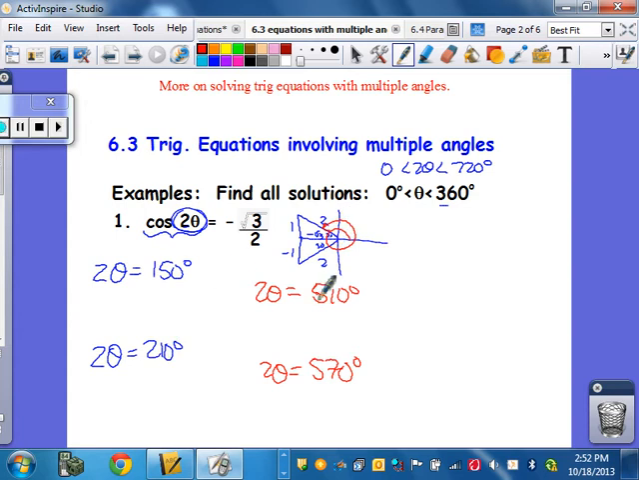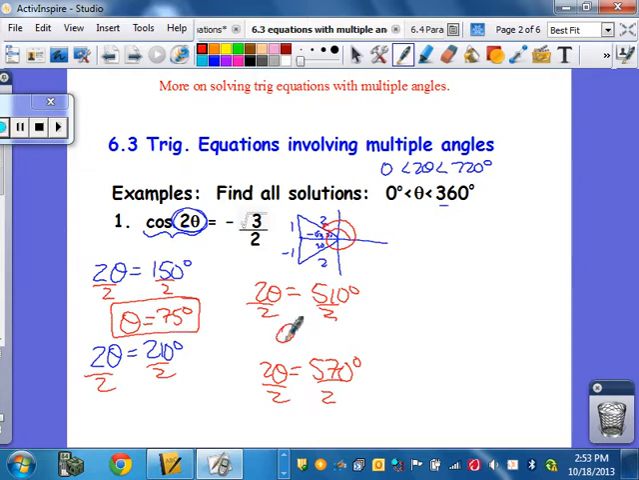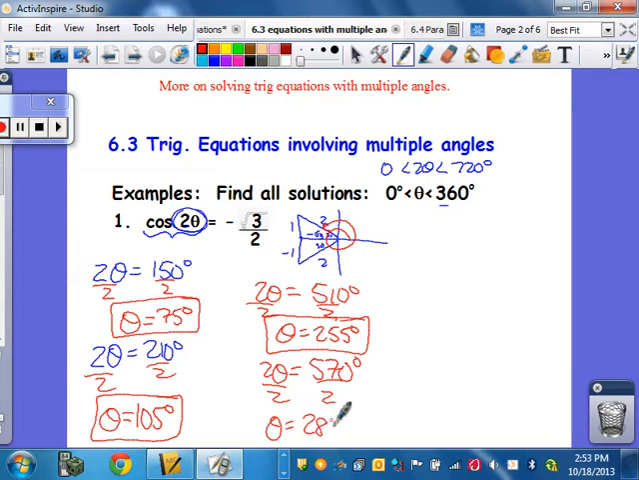And then what you're going to do is back it up. Now you divide everything by 2 and you get it back to your original distance. So I'm going to divide everything by 2 in every equation that I made, and those will end up being your answers to this problem. So this is 75 degrees. That's one of them. If I do the one that it's related to, 255 degrees is another one. Divide this one by 2: 105 degrees. And then this one, 285 degrees.